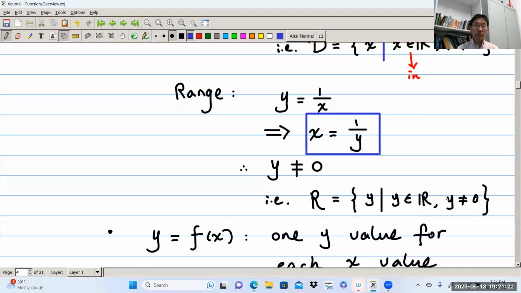And in algebra 2, we learned the graph of this function. Do you remember the graph of this function? Y equals 1 over x. This is the simplest rational function, 1 over x.